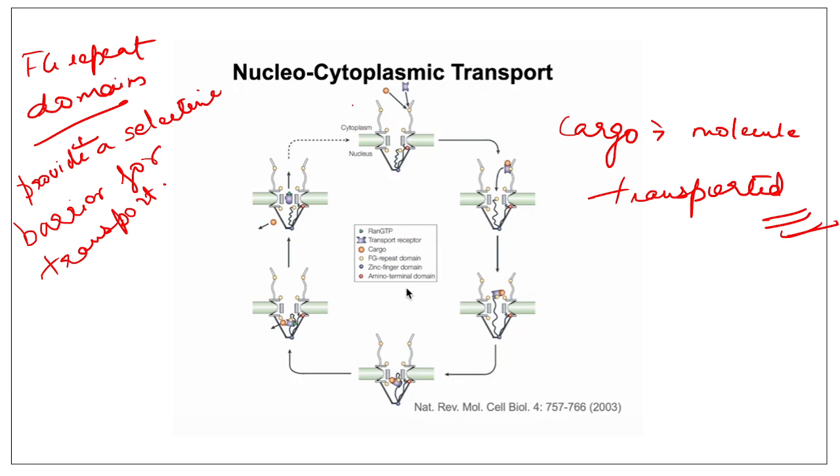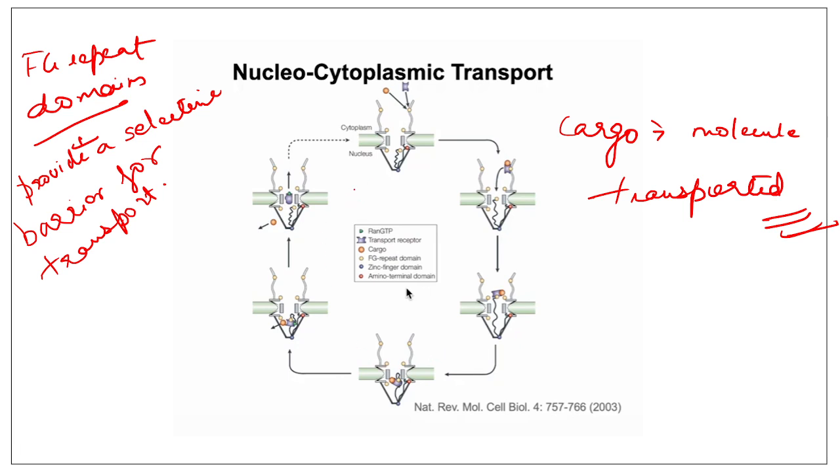The transport receptor and the RNA go and bind to the FG repeat domain. Then this is opened and it goes inside. Then what happens? RAN GTP hydrolysis happens, which causes the release of the cargo. The empty receptor is then recycled back into the nucleus.